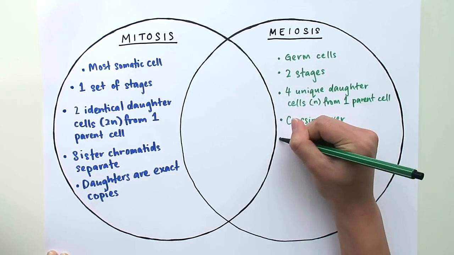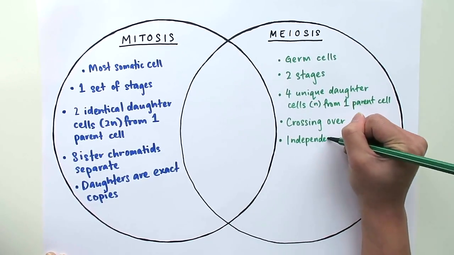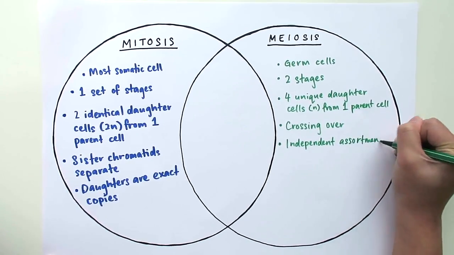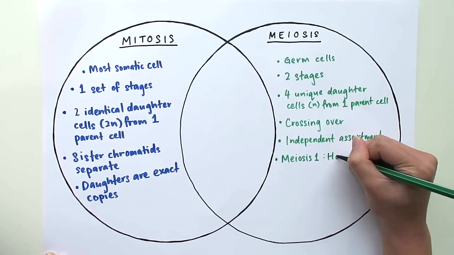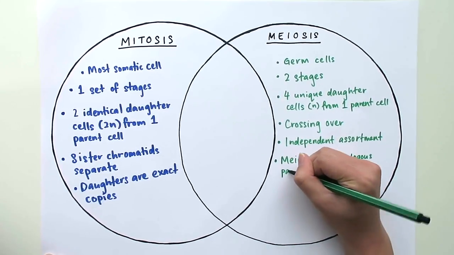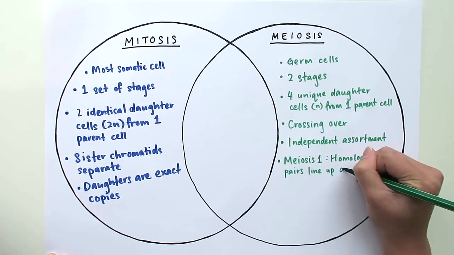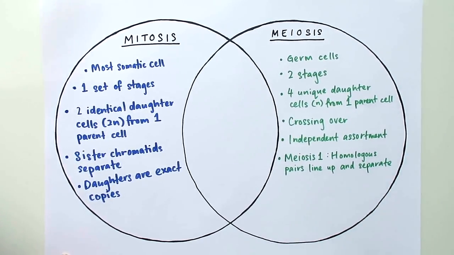Thereafter, the homologous chromosome pairs line up and independently separate at the metaphase plate. Instead of sister chromatids separating in anaphase as seen in mitosis, the homologous chromosome synapses and recombination of DNA segments between non-sister chromatids occur in meiosis.